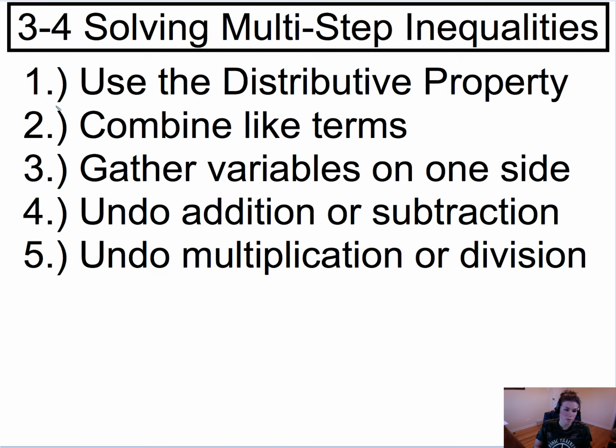So you start off with the first step and you use the distributive property. Then step 2, you combine like terms. Step 3, gather variables on one side. Step 4, undo addition or subtraction. And then step 5, undo multiplication or division.